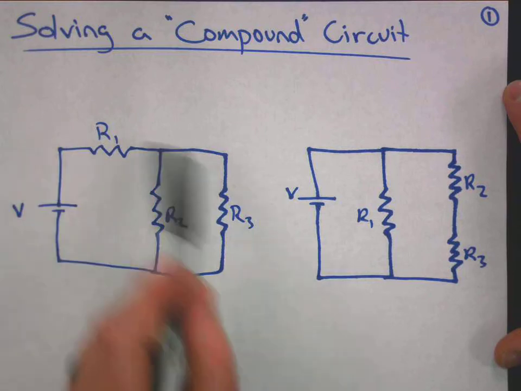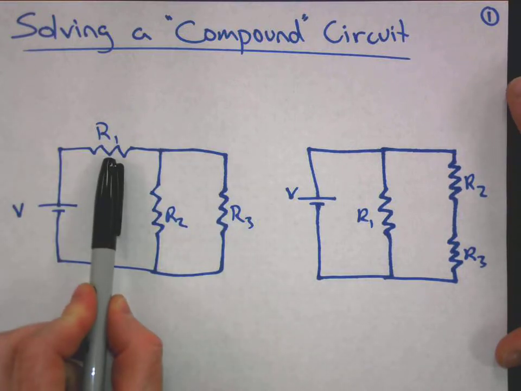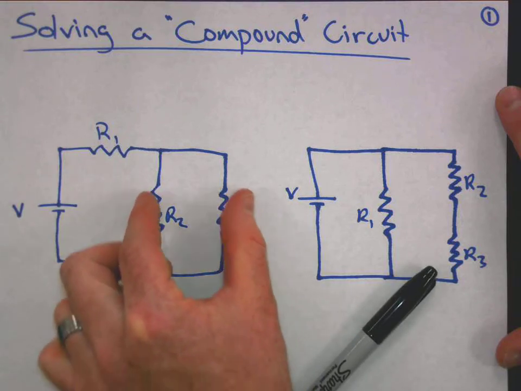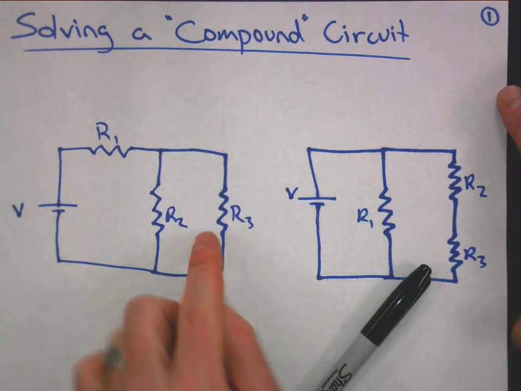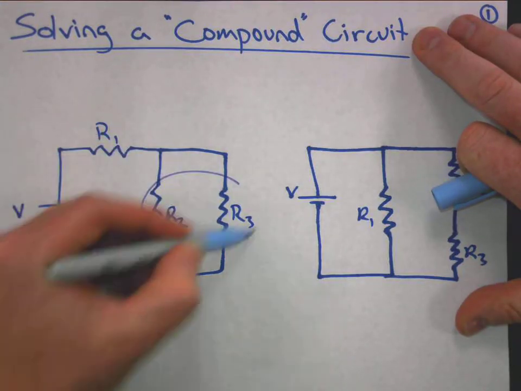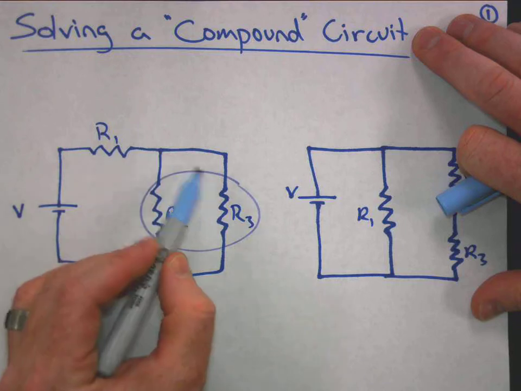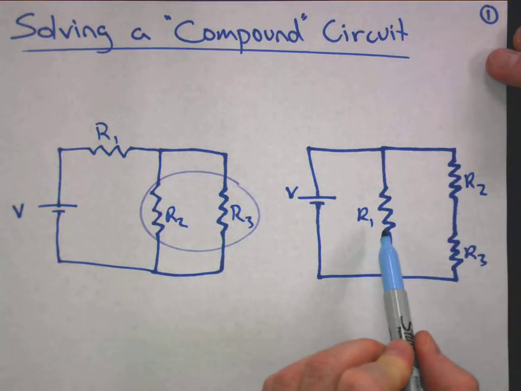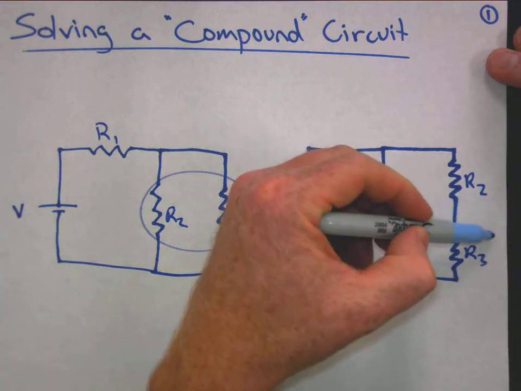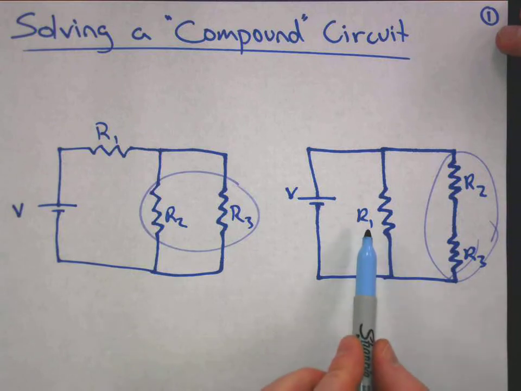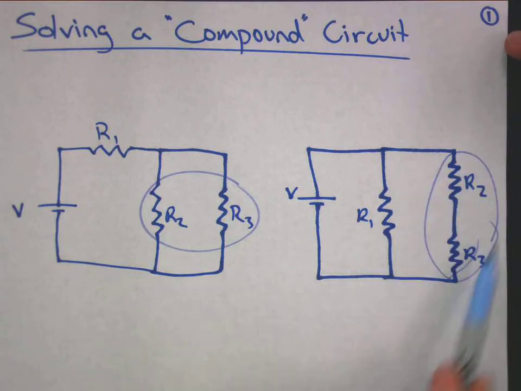Here in the first example, we have R1, and if you thought of R2 and R3 as one thing, then R1 would be in series with that one thing. And here, in this example, if you thought of R2 and R3 as one thing, then R1 would be parallel to this one thing. So how do you deal with this?